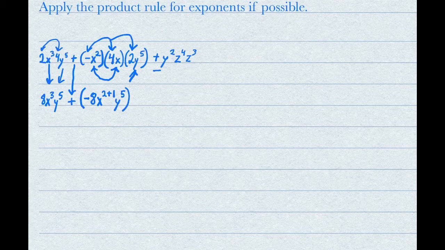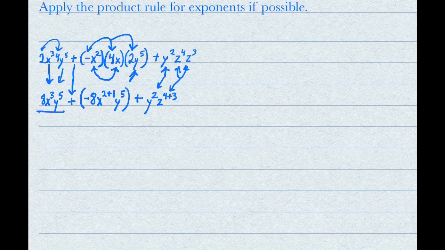Now for the last part, you can bring down the plus sign first. There's only one y term, which you can bring down to the next line. There are two z terms, which you can combine. Z to the 4th plus 3. Now let's see what else you can simplify.